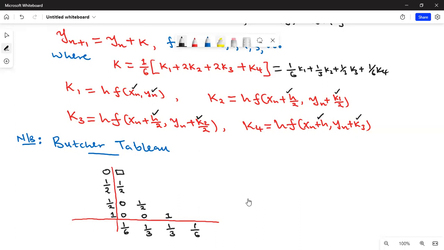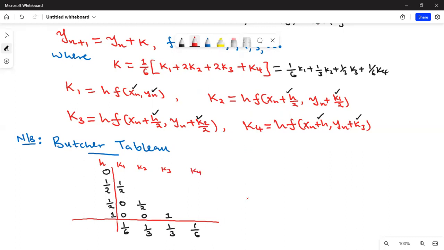So this is what we are calling a Butcher table. The blanks that you can see there mean zeros, which I don't even need to write. There's nothing. So these are the coefficients of h. These other ones are the coefficients of K1. The next is K2. The other one is K3. And lastly, K4. This is what we are calling the Butcher table.